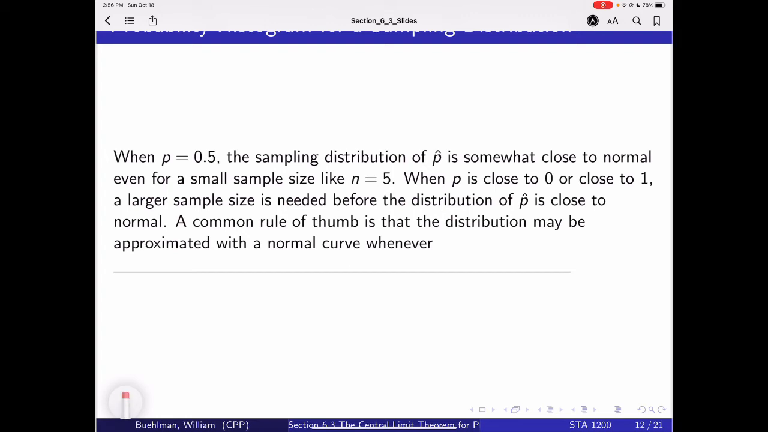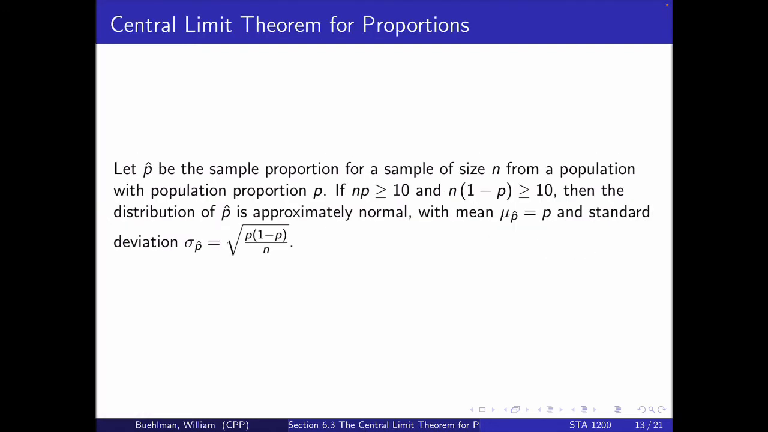A common rule of thumb is that the distribution may be approximated with a normal curve whenever n times p and n times 1 minus p are both at least 10. This is the central limit theorem for proportions. Let p hat be the sample proportion for a sample of size n from a population with a population proportion p. If n times p is greater than or equal to 10 and n times 1 minus p is greater than or equal to 10, then the distribution of p hat is approximately normal with mean p and standard deviation equal to the square root of p times 1 minus p divided by n.